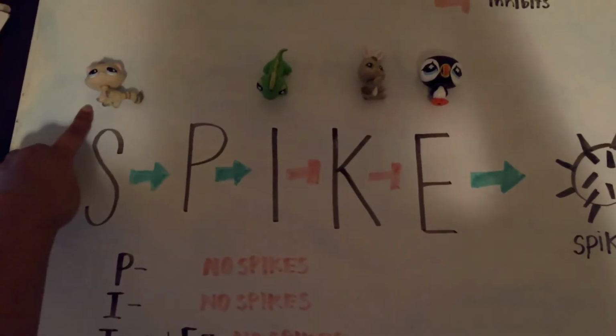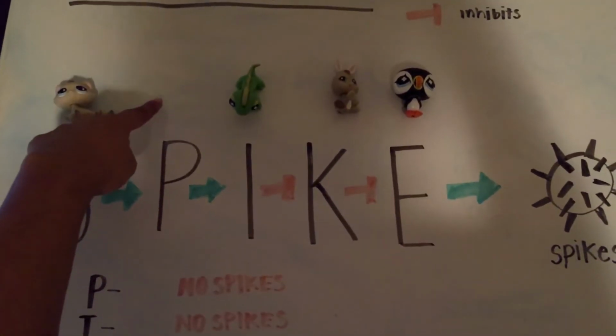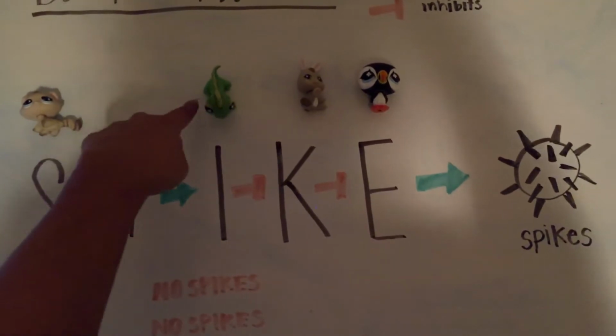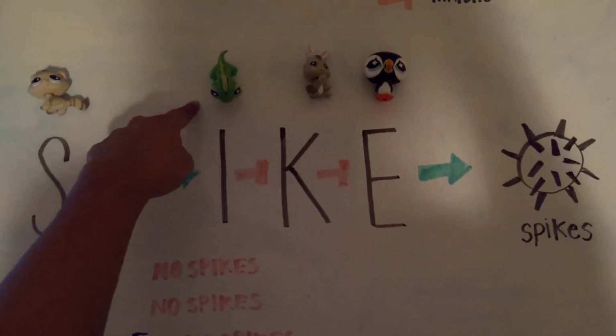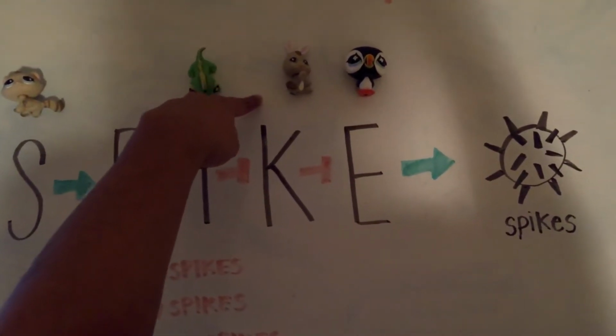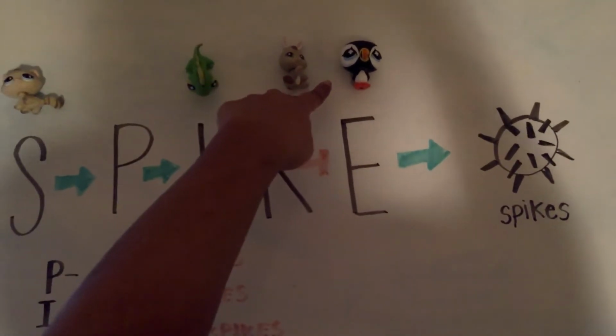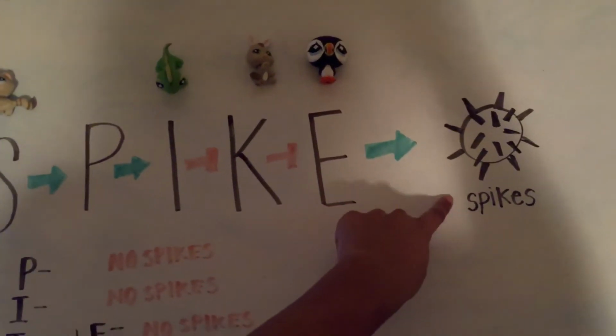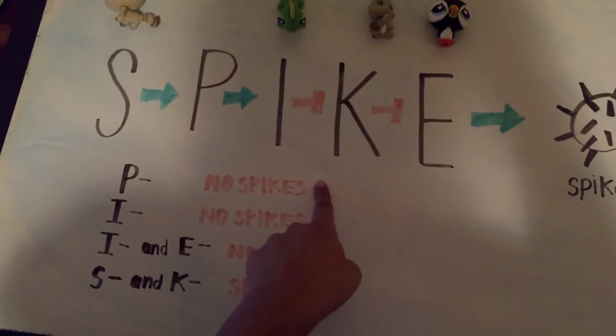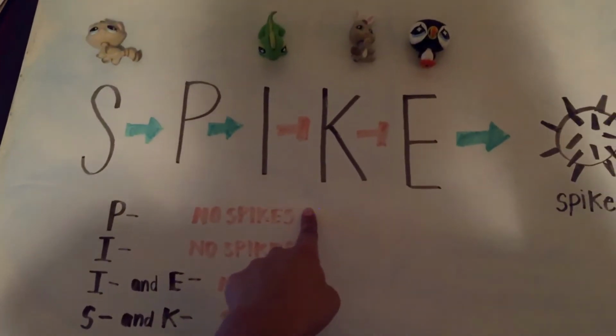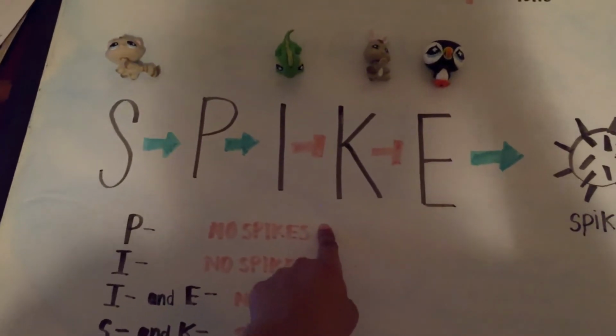Now when this occurs, the Siamese cat no longer has the pig to activate, which means that nothing can activate the iguana, which means that the iguana can no longer inhibit the kangaroo, which means that the emperor penguin can no longer produce the spikes. So no spikes are made when the pig is removed from the developmental pathway.